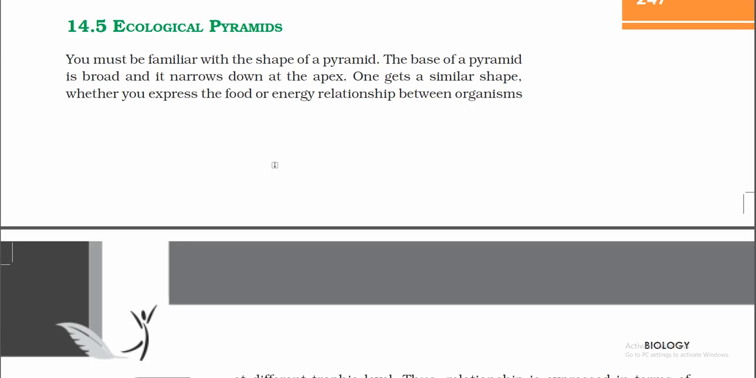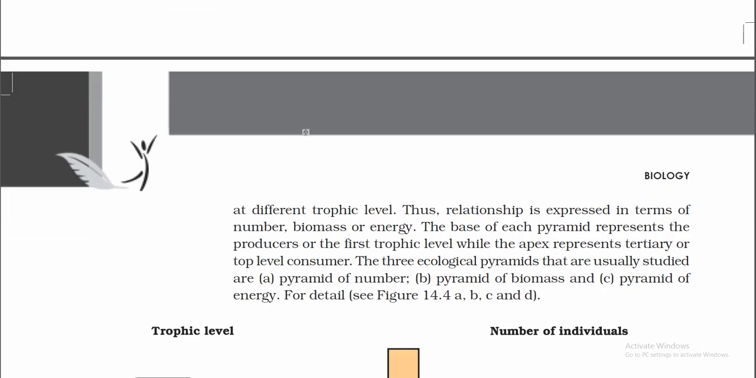We'll start 14.5 Ecological Pyramids. You must be familiar with the shape of a pyramid. The base of a pyramid is broad and it narrows down at the apex. One gets a similar shape whether you express the food or energy relationship between organisms.